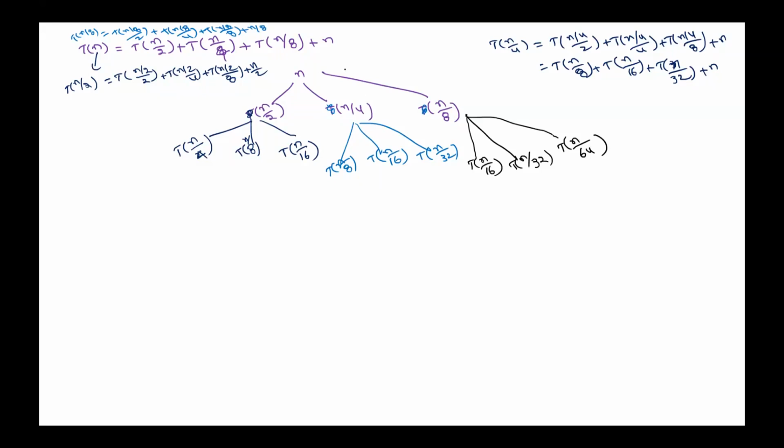Now, what is the amount of work done at level 0? N. What is the amount of work done at level 1? N by 2 plus n by 4 plus n by 8. This is 7n by 8. That means it is strictly less than n. Is that correct?